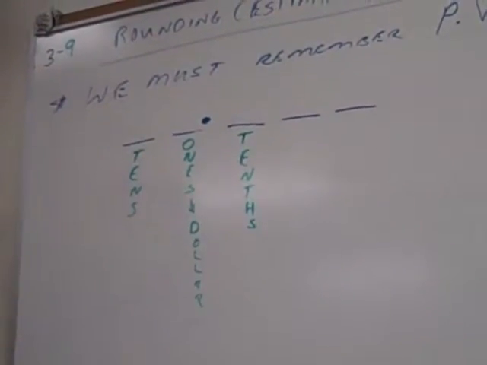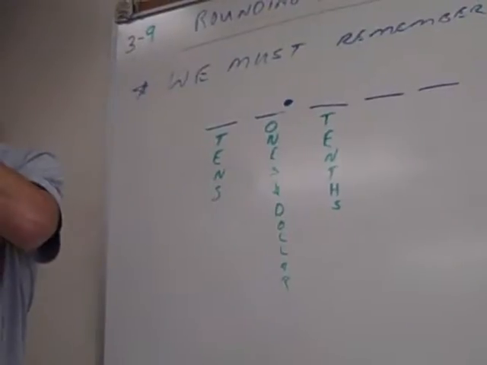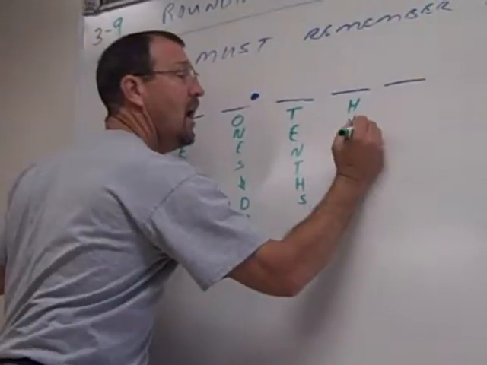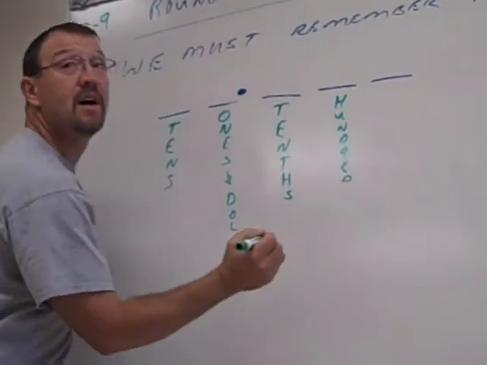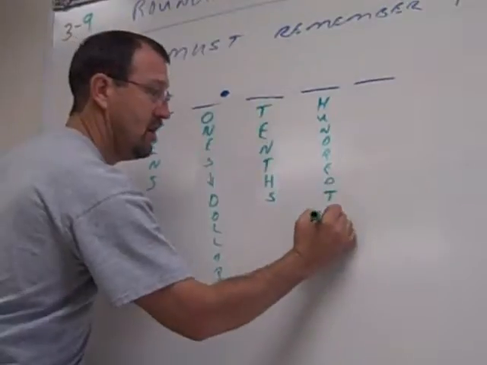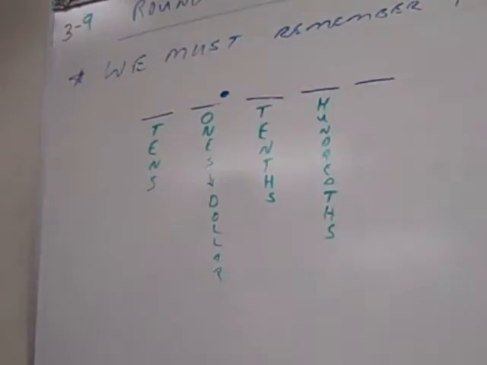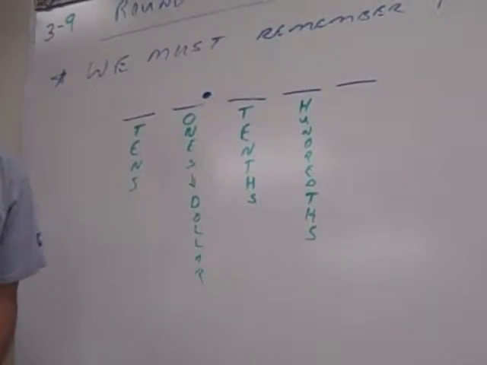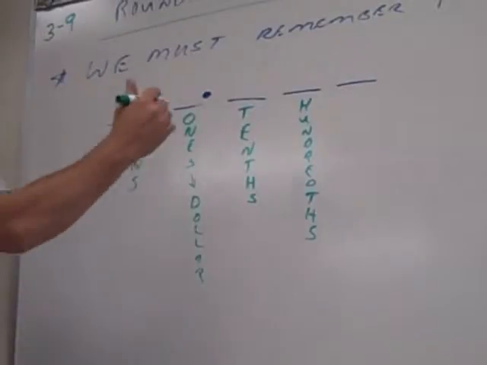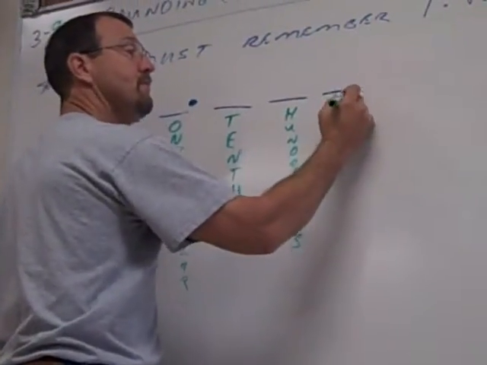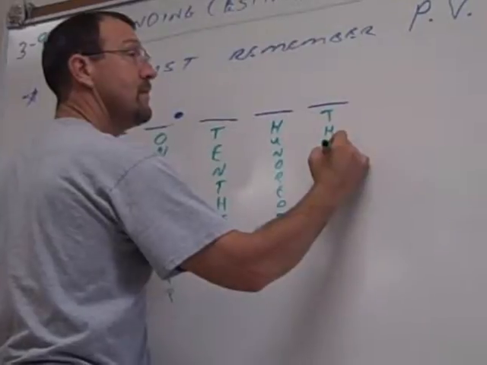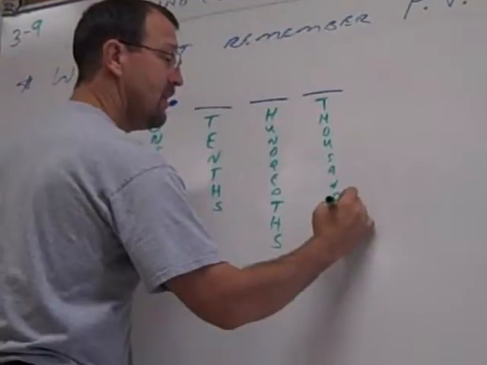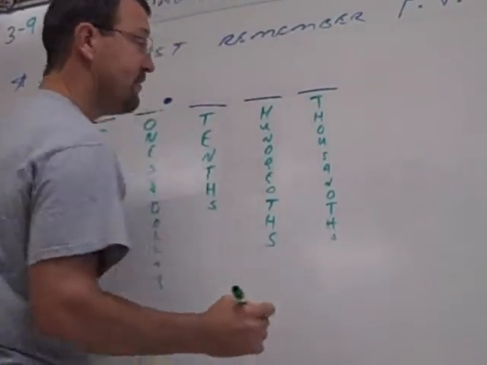Thus. All right. Now, next one is hundredths. Thus. Hundredths. Speaking of numbers, did you know that all the numbers up to 1,000 don't have the letter A in them? Good job. All right. Next one. Thousandths.